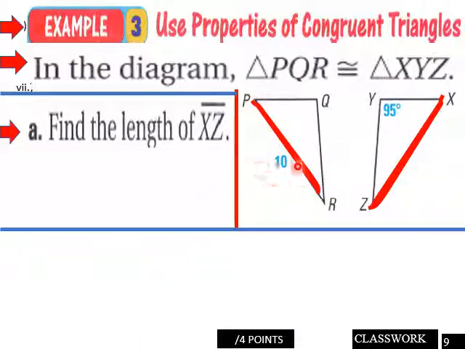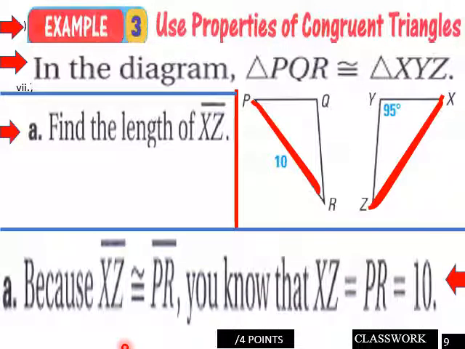We know PR is 10. Because XZ is congruent to PR, you know that XZ equals PR equals 10. So you can come up with 10 here for PR. We know it's 10, so XZ would be 10.